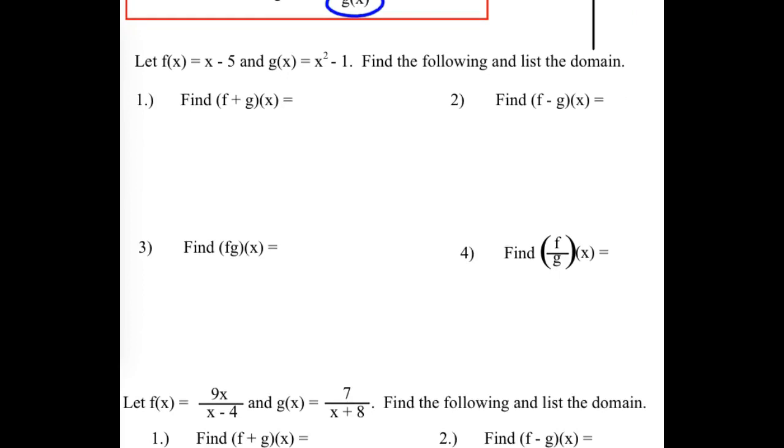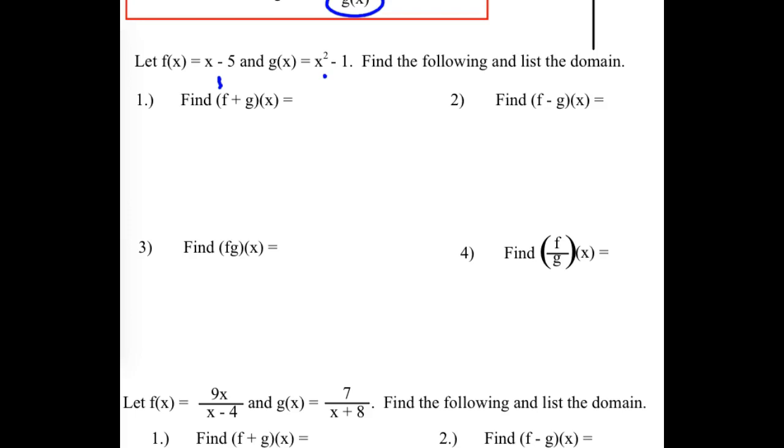F is just an x minus 5, g is an x squared minus 1. Are there any domain restrictions at the beginning here on either f or g? Is there anything x can't be here? Do you see a denominator or a square root? Okay, then there's no domain restrictions. Is there any domain restrictions on this one? No. So right now we're thinking x can be anything.